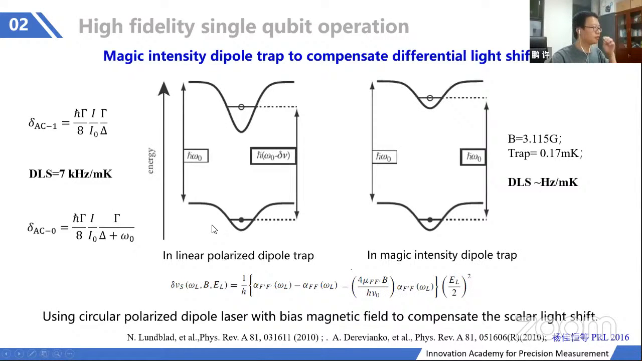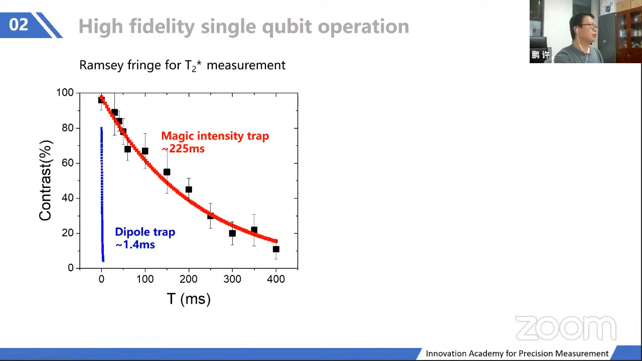So how to eliminate this differential light shift? There is one way to do that, using a circularly polarized dipole laser with a bias magnetic field to compensate this scalar light shift. And here is our result. We can see when we construct this magic intensity trap, we have extended the coherence time from 1.4 milliseconds to some 100 milliseconds.